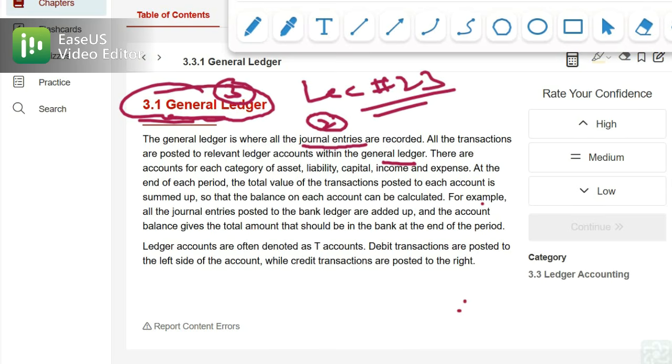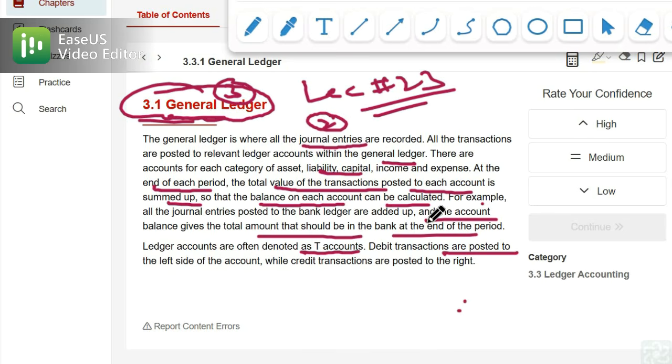Fine. Now there are accounts for each category which we have discussed: asset, liability, capital, expenses. At the end of each period, the total value of the transactions posted to each account is summed up so that the balance on each account can be calculated. For example, say you have a bank ledger balance. It shows the total cash at the period end, and this is the example given here. The account balance gives the total amount that should be in the bank at the end of the period.